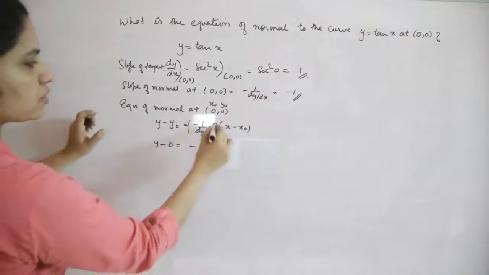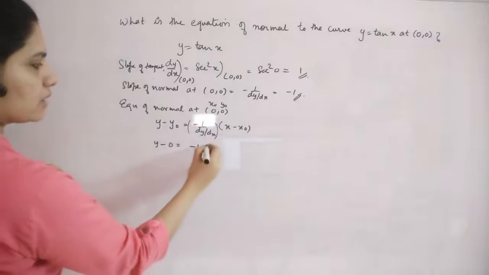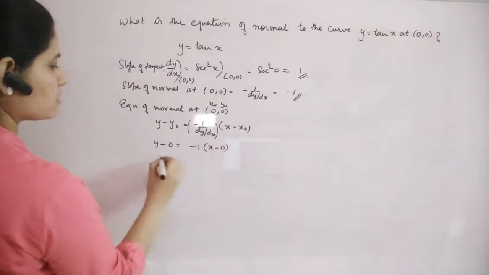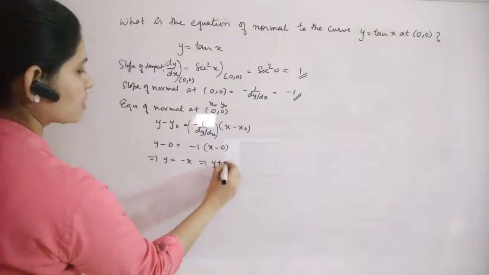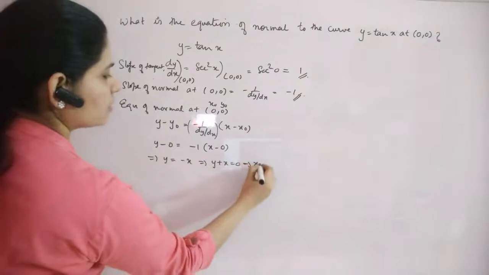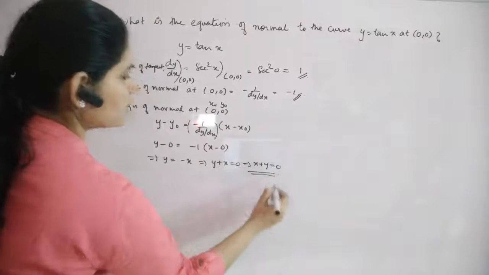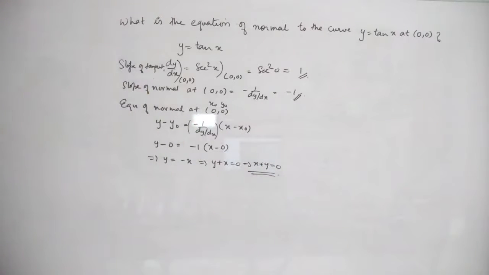Okay, this one is your slope of normal. So you will get minus 1 into x minus x naught is 0. So you are getting y is equal to minus x, or y plus x equal to 0, or x plus y equal to 0 is the equation of normal.